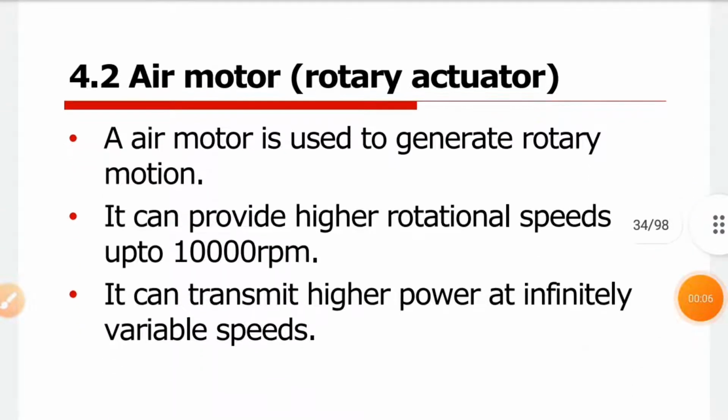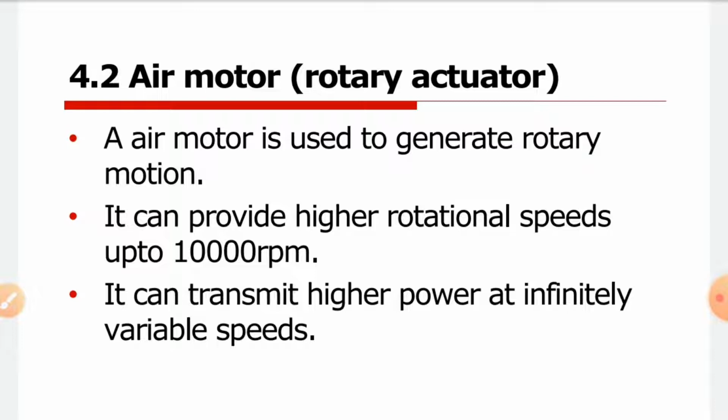Okay, today we see air motor. In a pneumatic system, we can use an air motor. It is also known as a rotary actuator. So what is an air motor? An air motor is used to generate a rotary motion. It can provide higher rotational speed up to 10,000 rpm. It can transmit higher power at infinitely variable speed.